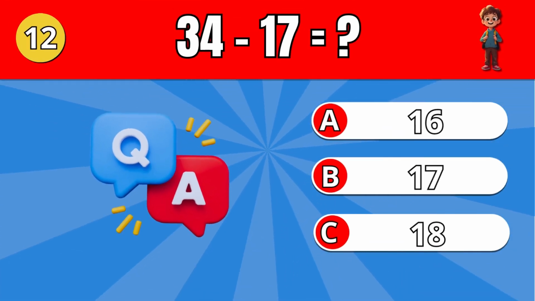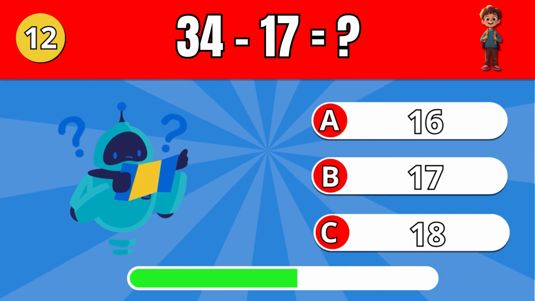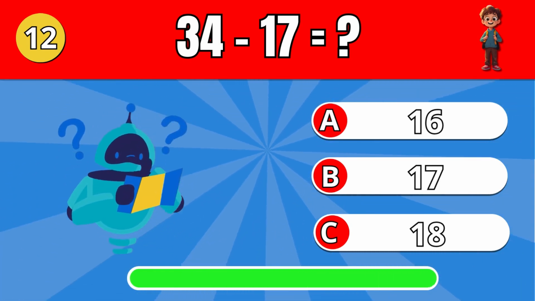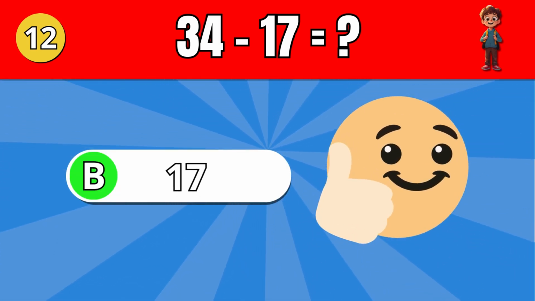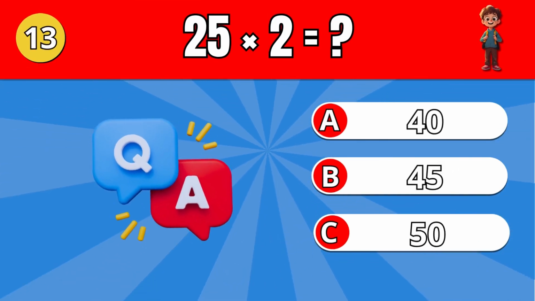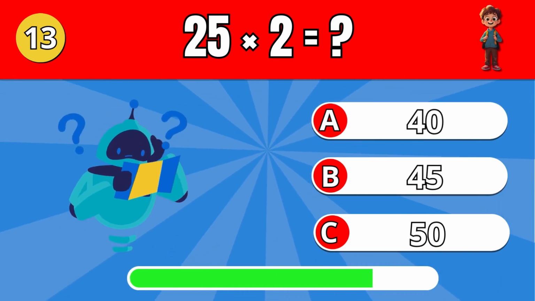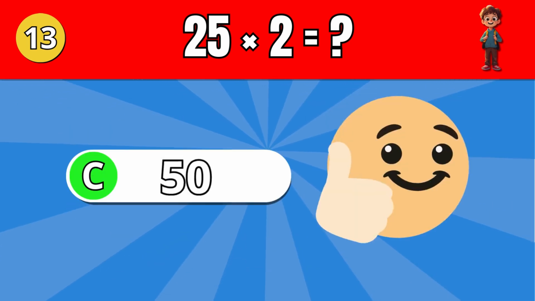What is 34 minus 17? B17. What is 25 times 2? C50.